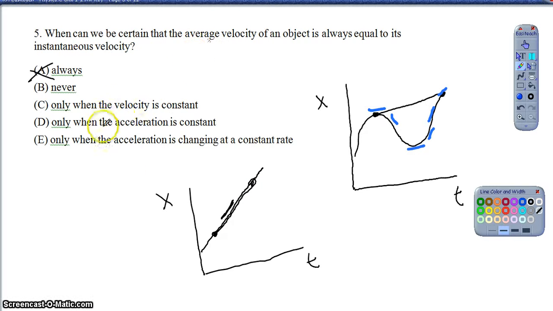Okay, so the only time that we can ensure that the instantaneous and the average velocity will be equal is when the velocity is constant, or when the slope of my position versus time function is a constant. So again, velocity has to be constant, and then I can say that the average equals the instantaneous. And that is a very powerful conclusion, so it's something I want you guys to be comfortable with.